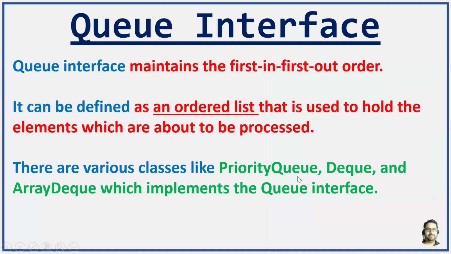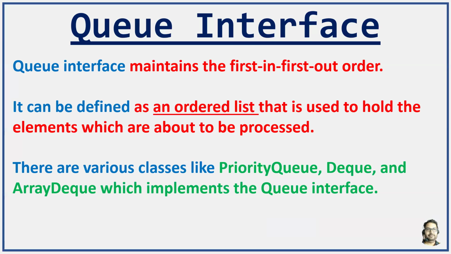Now we are going to talk about the second important interface, which is called the queue interface. The queue interface maintains first in first out. We call it FIFO. It means whenever you add anything, it is going to be added at the first position, not the last one. And whenever you retrieve, it also retrieves the topmost element. That's why it is called first in first out order.